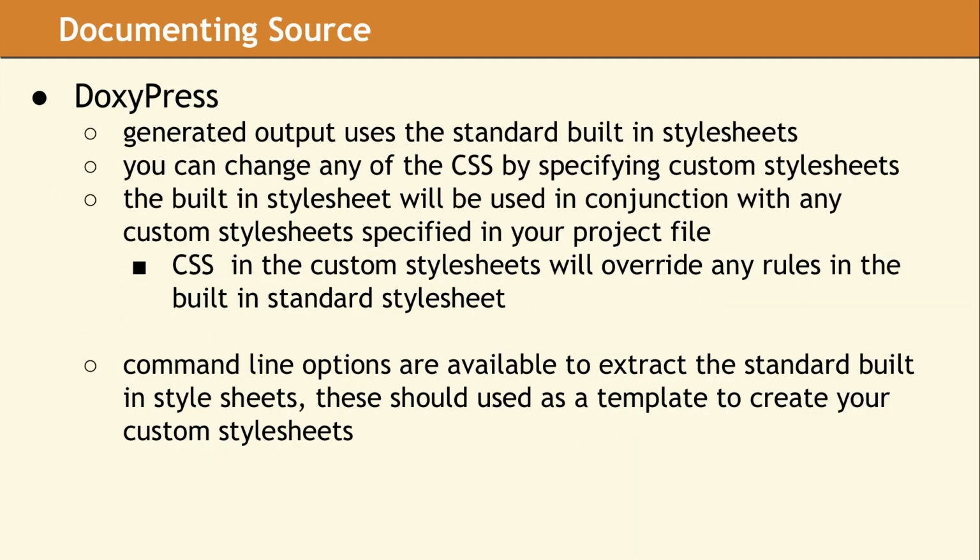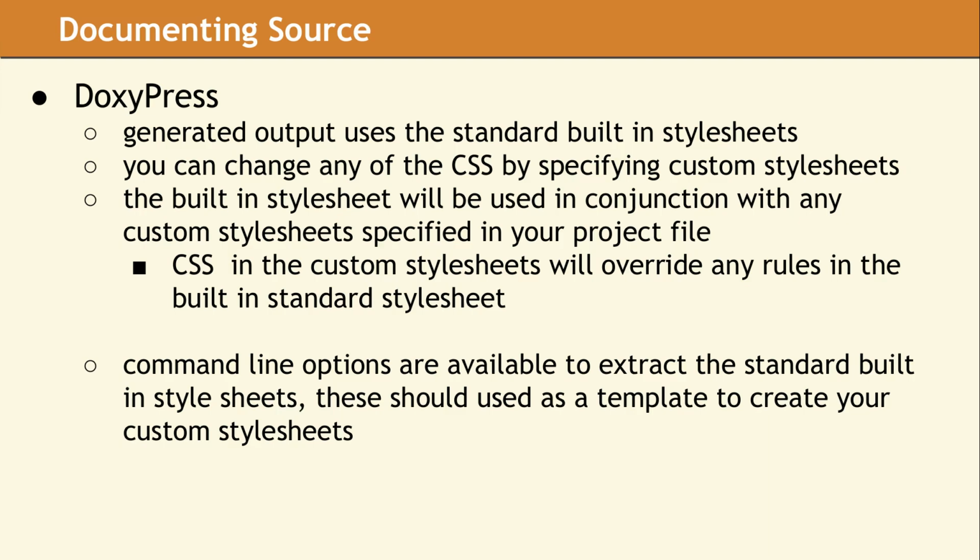DoxyPress has several built-in style sheets to define the CSS, headers, and the footers used for HTML output. There are also style sheets for RTF and LaTeX. The best way to change the styling of the output is to export the built-in ones from DoxyPress. This will give you the names of the existing rules, and you can override them as necessary. Any new rules should be added to your custom style sheets. In your project file, there are options you will need to set in order to specify which custom style sheets should be included.